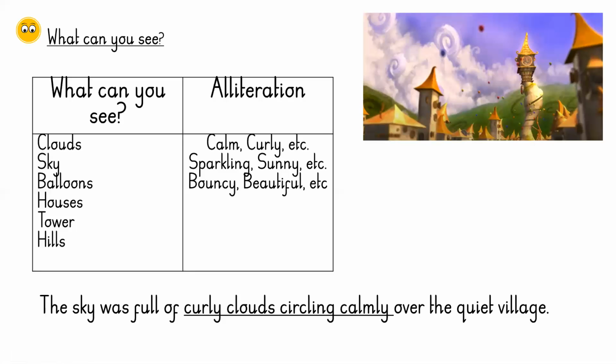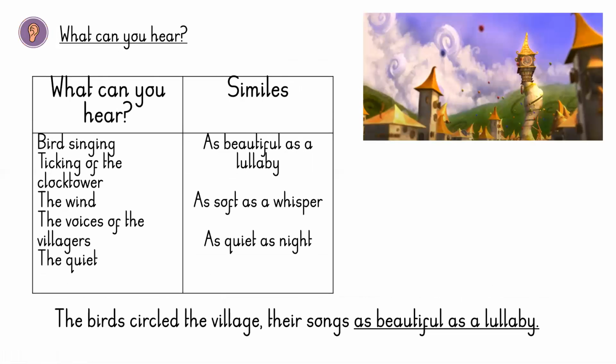So you could use verbs starting with the same letter, or you could use other nouns that are starting with the same letter. Okay, you're just trying to think of as many words that you can then add into your sentence that are using alliteration. Okay, and then down the bottom, I've written you a sentence that uses adjectives and verbs and an adverb, but all start with the same letter. So lots and lots of alliteration. The sky was full of curly clouds circling calmly over the quiet village. Okay, so I've got 4 words there, all start with the same letter, and they're all different types of words. So we've got curly as our adjective, circling our verb, and calmly our adverb. Okay, so you can use alliteration in lots and lots of different ways.